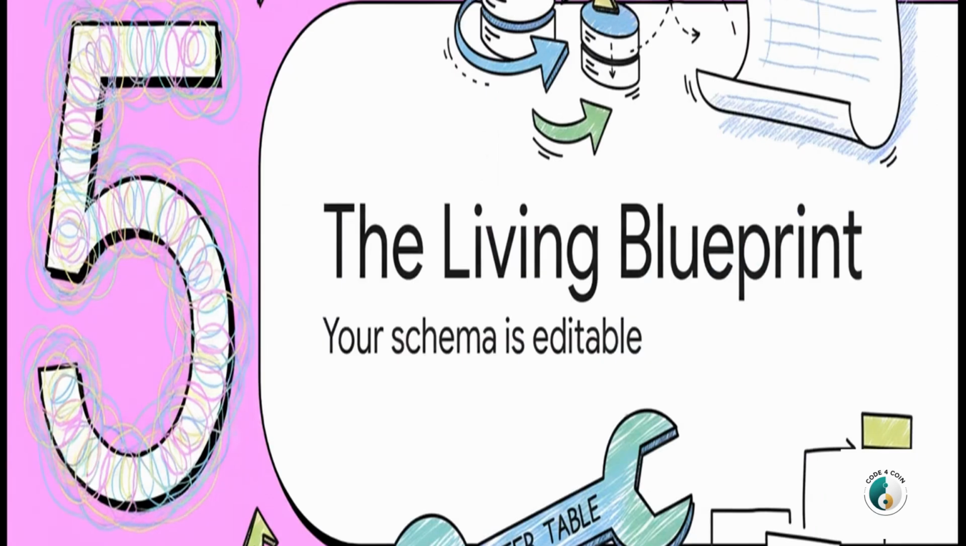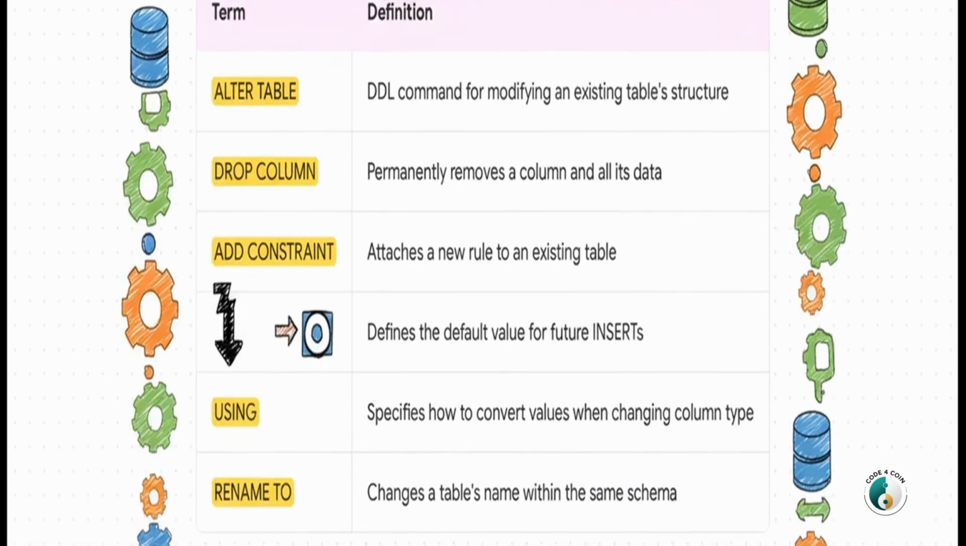So, what does all of this really show us? It shows that a database schema isn't some rigid, unchangeable blueprint that's set in stone. It's actually more like a living document. And with a tool like ALTER TABLE, you have the power to adapt and evolve your database structure as your app's needs change over time. Okay, to wrap this all up, here's a quick little glossary of the key commands we've just walked through. Seriously, this is a great one to screenshot if you want a handy cheat sheet for later.